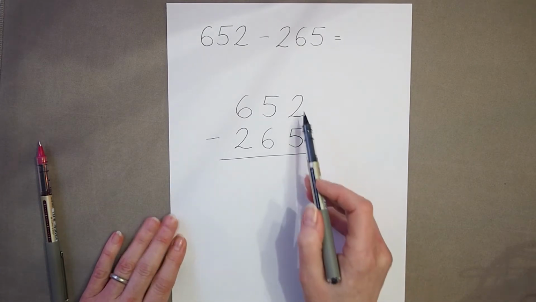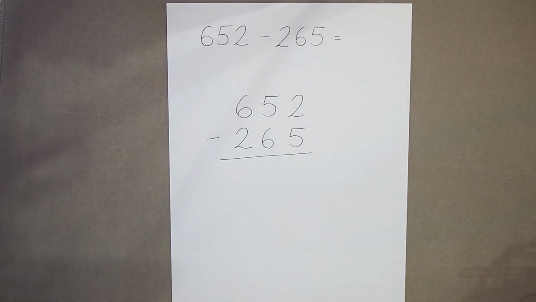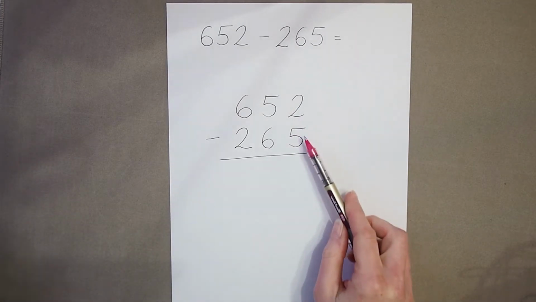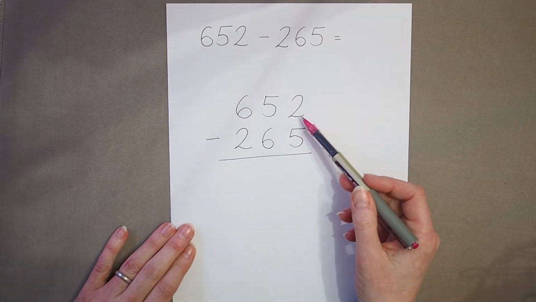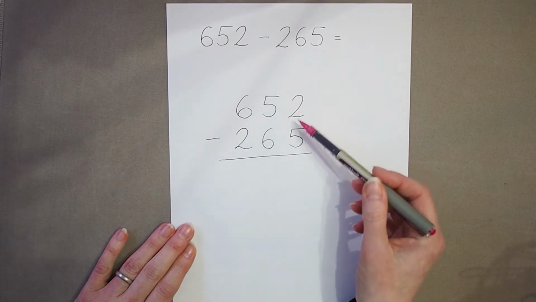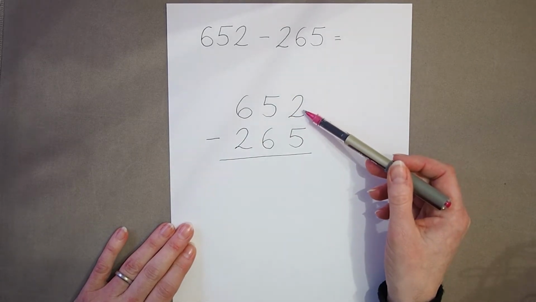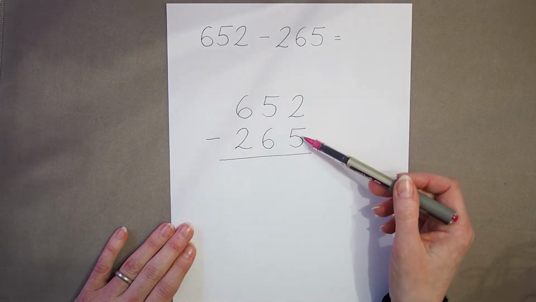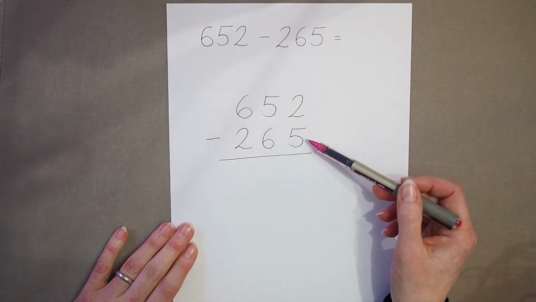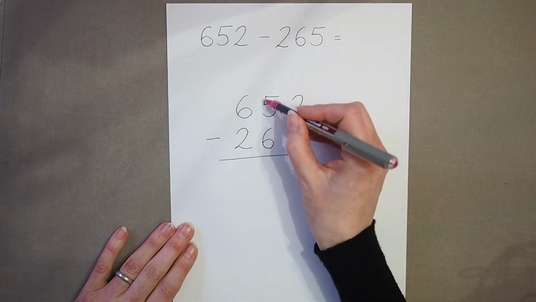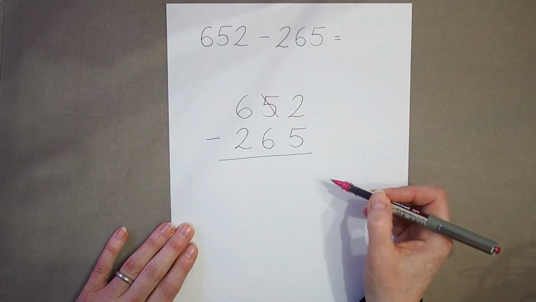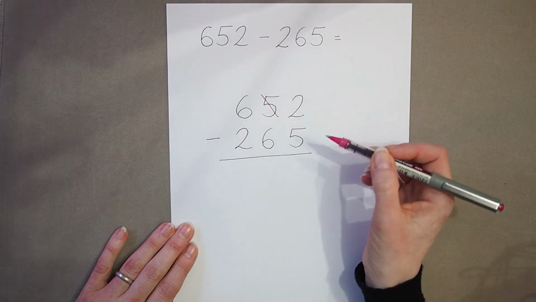I'm going to start in my units, and now I've got to say 2 subtract 5. Well, if I start with 2, and it's important to remember we're starting with the number on the top, I don't have enough to take 5 away. The only way I can have enough is by exchanging one of my tens for some units.